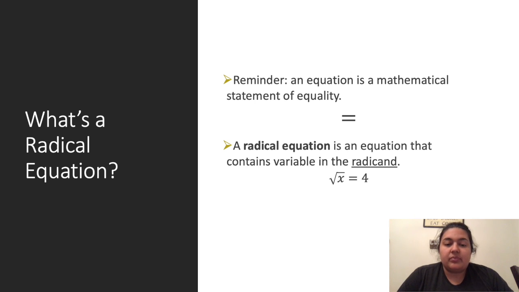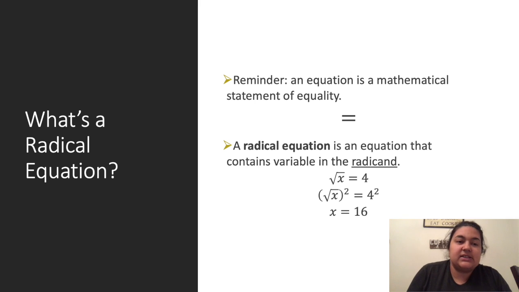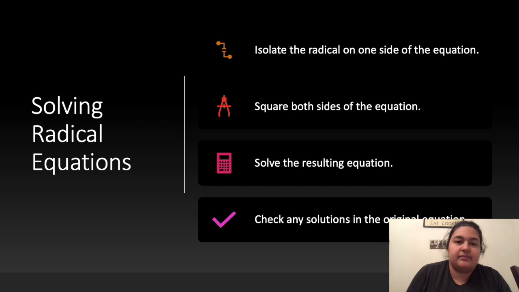So if the square root of x is equal to 4, I'm still using inverse operations to solve equations. The inverse operation of a square root is a square. So I'm going to go ahead and square both sides of the equation, because what I do to one side, I must do to the other. The square root of x squared is just x, and then 4 squared is 16, so x is equal to 16.